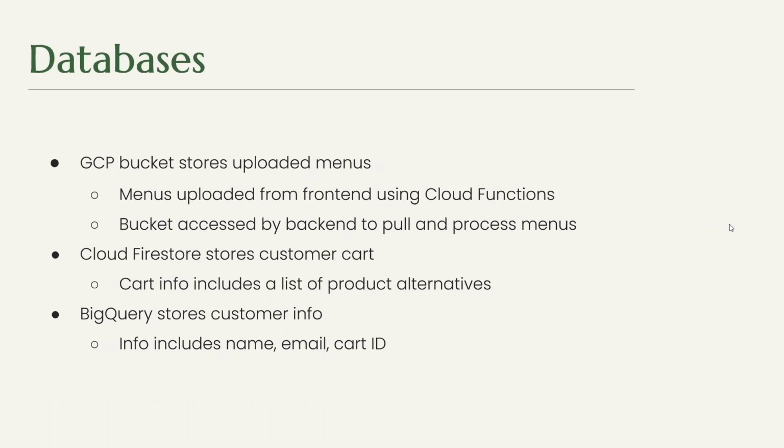We use a GCP bucket to store menu items uploaded by the front end, which could then be accessed by the back end. A Cloud Firestore NoSQL instance was used to store customer carts, which include a list of product alternatives. Finally, a BigQuery instance was used to store customer information, including customer names, emails, and card IDs. That's all from me. Next, Mustafa will discuss the OCR and cloud functions.